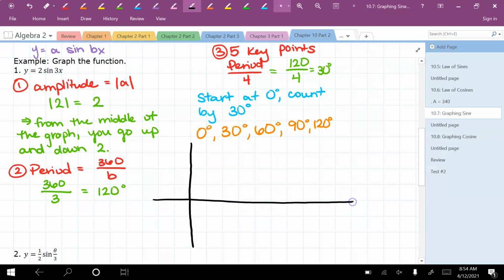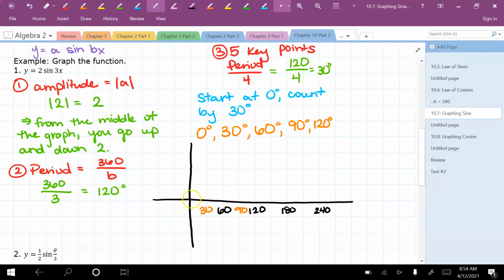All right, so like I said, on yours it looks like this, where they're skipping over one and then labeling the next one. Remember I said that if you wanted to, you could write in this is where 30 is, this is where 90 is. We're only going to graph from 0 to 120, so I'm only going to use a portion of this graph here.